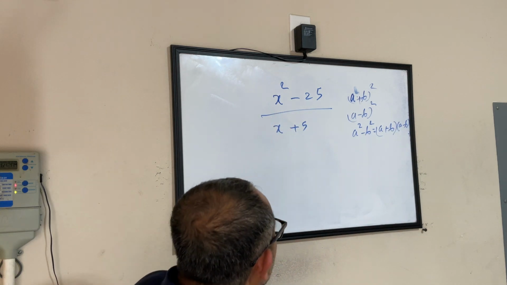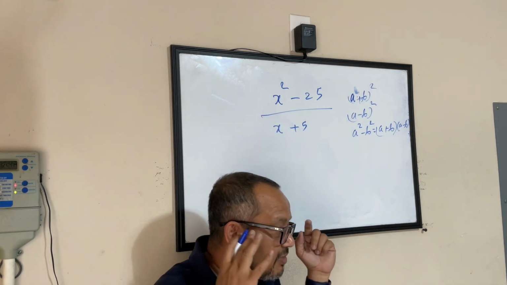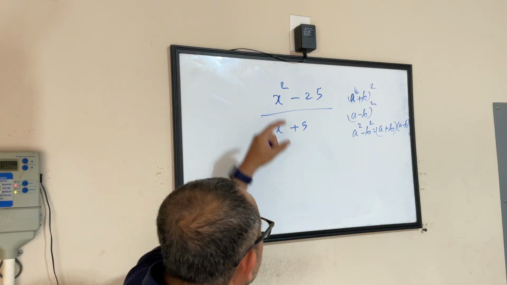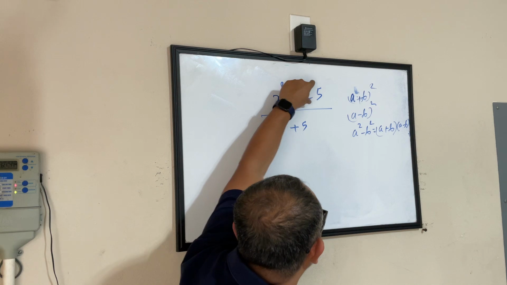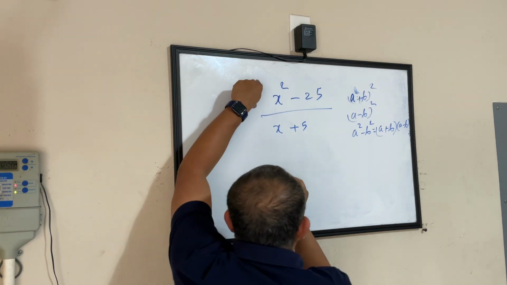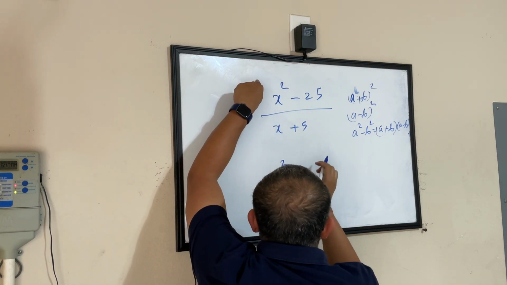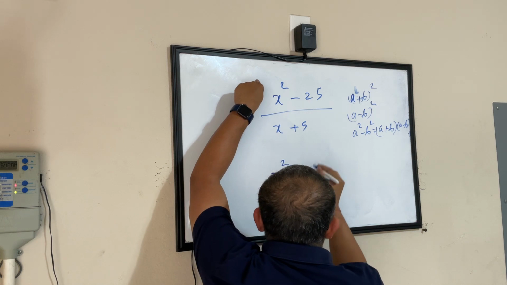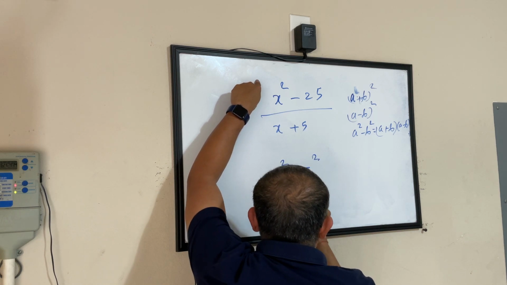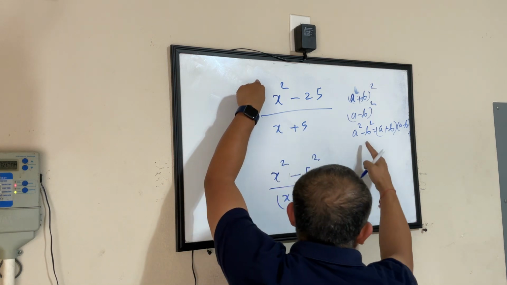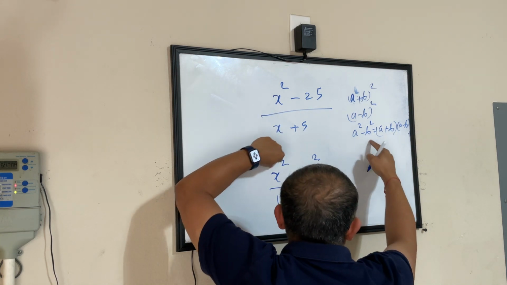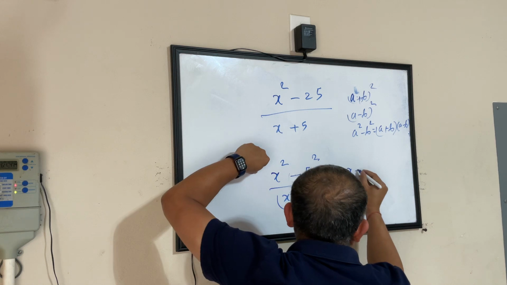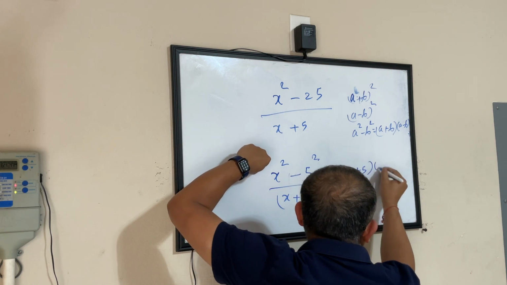When we looked at this one, the first thing that came to your mind was, okay, this is x square minus 25. 25 is nothing but 5 square. So x square minus 5 square by x plus 5. And here a square minus b square gives me a plus b. So here x is a, 5 is b. So it becomes x plus 5 into x minus 5.